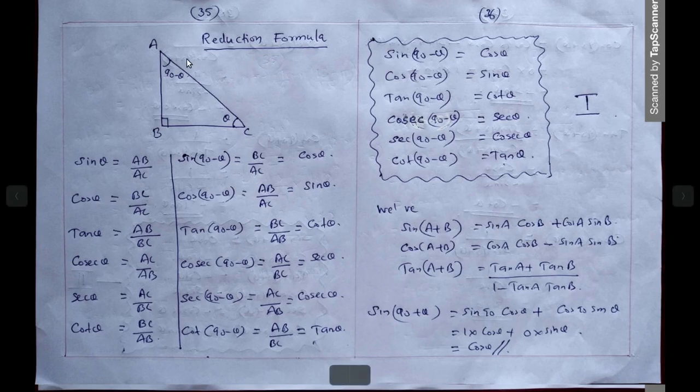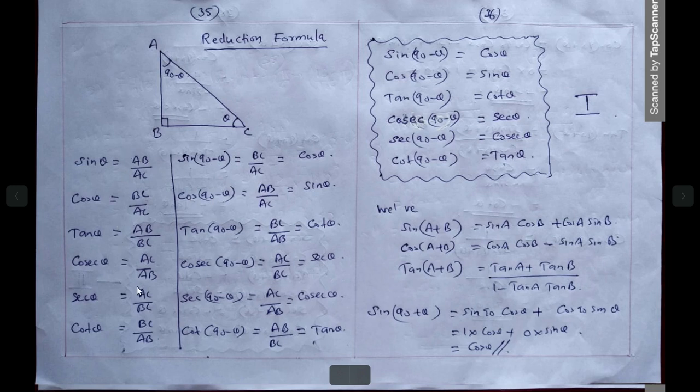Then we are deriving certain results called reduction formulae. First, draw a right angle triangle with the right angle at B. Suppose this angle is θ, then automatically this becomes 90 − θ, isn't it? This is 90 degrees. Suppose this is 30 degrees, then automatically this becomes 60 degrees. 60 plus 30 plus 90 is equal to 180. So if this is θ degrees, then this is 90 − θ. We have sin θ equal to opposite side by hypotenuse, that is AB by AC.